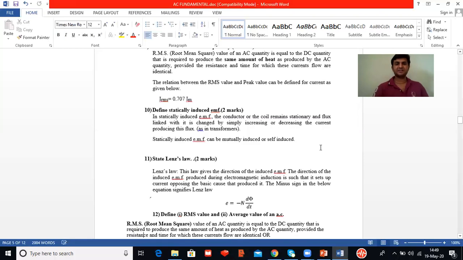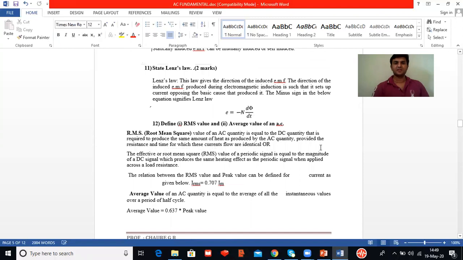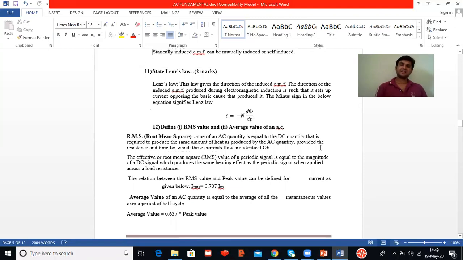And the next definition is Lenz's law. The law says that the effect opposes its cause of production. This law gives the direction of induced EMF. The direction of induced EMF produced during electromagnetic induction is such that it sets up a current opposing the basic cause producing it. The minus sign is given in the equation due to Lenz's law. This minus sign indicates that the effect opposes the cause of its production.